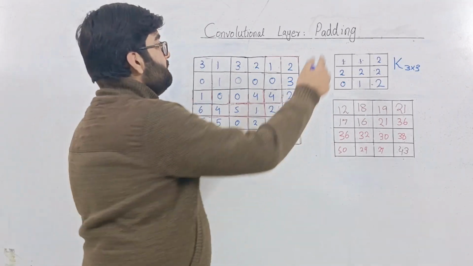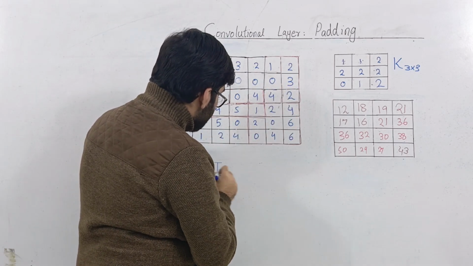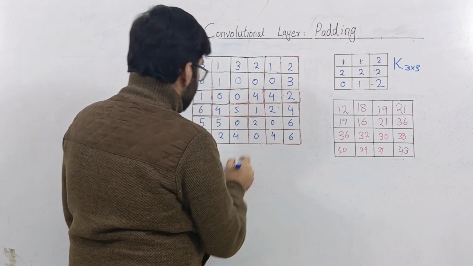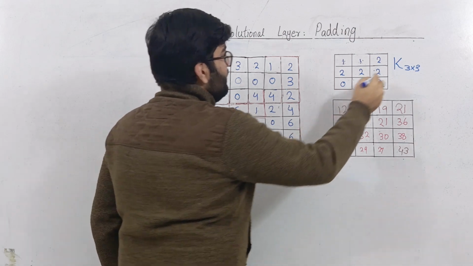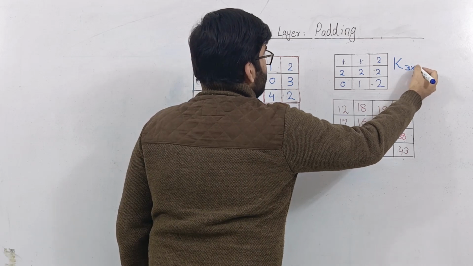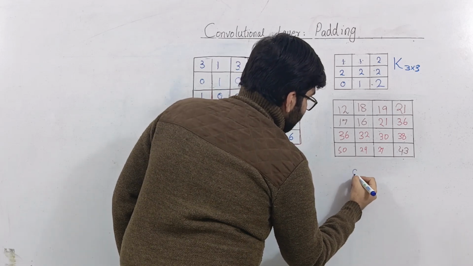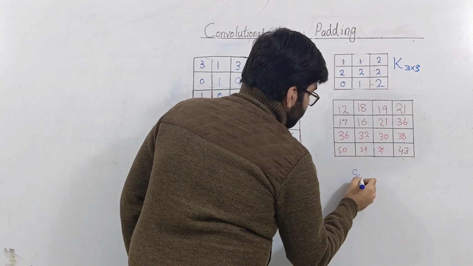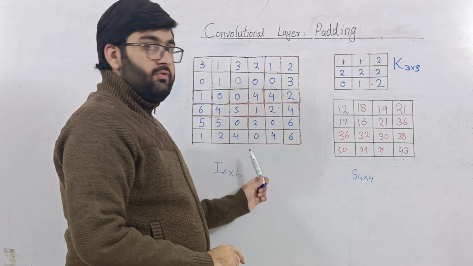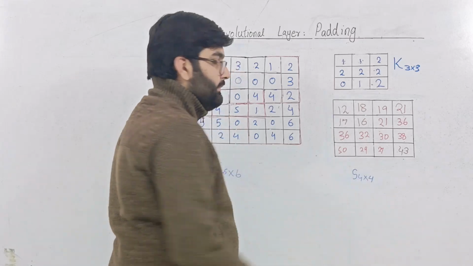The next point is padding. Let this be the input image denoted by I with the width of 6 and a height of 6. Let this be the kernel with a width of 3, height of 3. Let this be the output channel denoted by S with a width of 4 and a height of 4. The convolutional operation is reducing the dimensions of the image from 6 by 6 to 4 by 4.